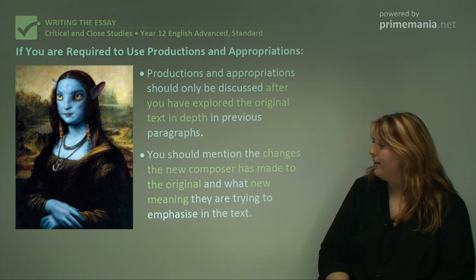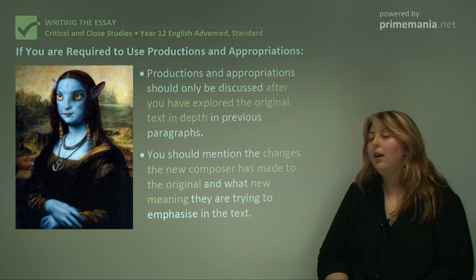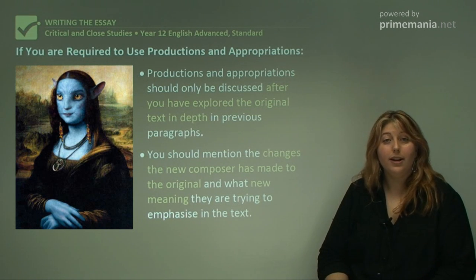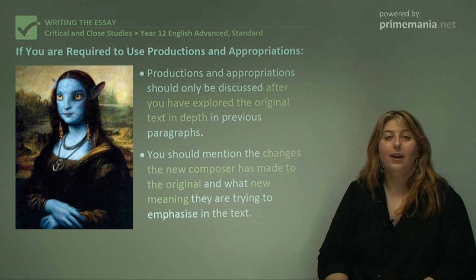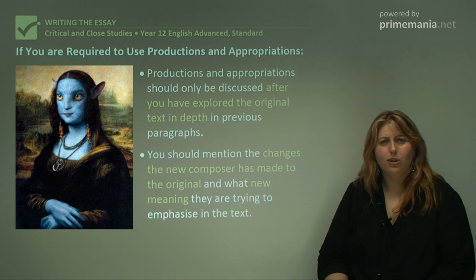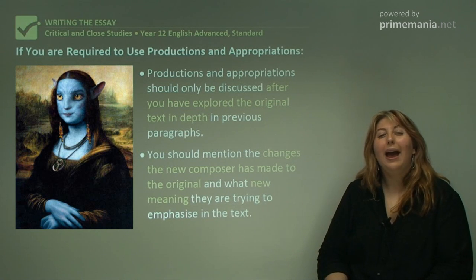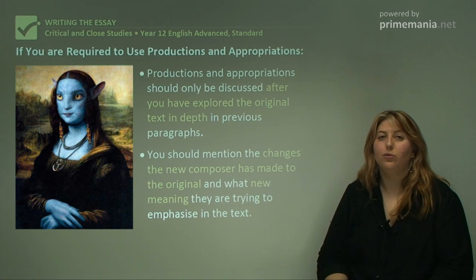You should mention the changes that the new composer has made to the original and what new meaning they're trying to emphasize. So if the characters were all dressed in red and had blood smeared on their faces, why was that? If it was really dark and moody and shadowy, why was that? So think about particularly things like setting, costume, and what has been omitted or cut from the original text.